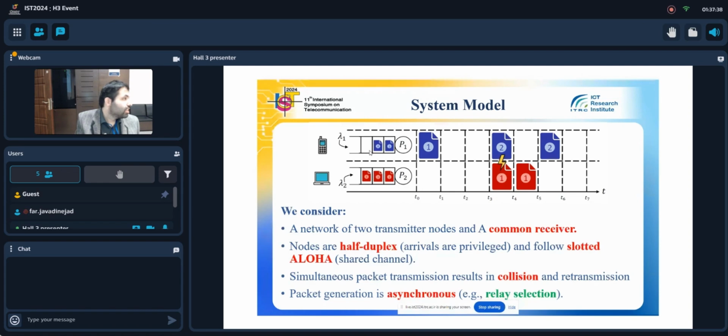Now, we have this assumption here that the packet generation in these nodes happens in an asynchronous manner. This basically means that you're either going to have a packet generated in node 1 or node 2, but not simultaneously. And there is an application for this particular assumption, and that's relay selection, where this very same traffic model can be applied.